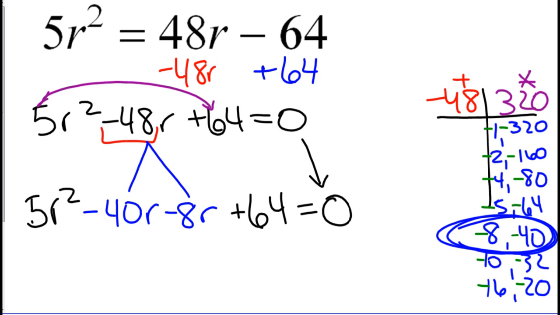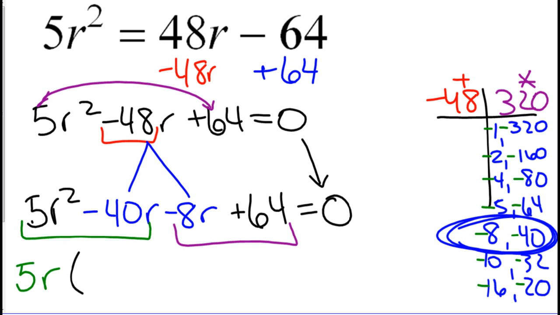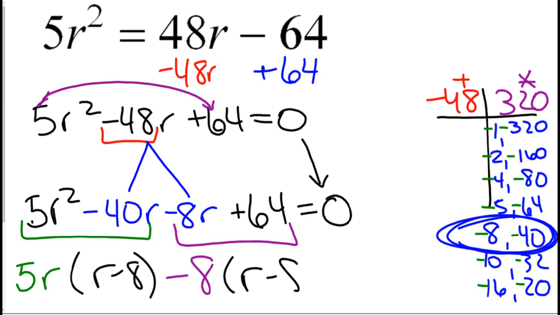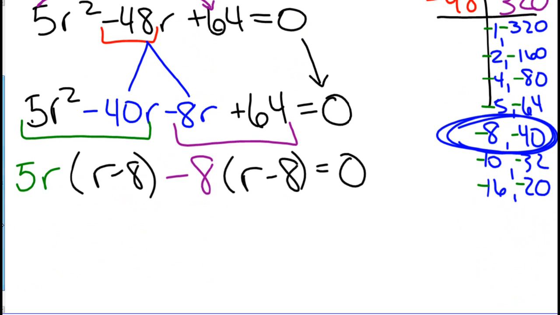So now that we've split it, we are going to regroup it, and we're going to factor out the GCF from the first pair and factor out the GCF from the second pair. So my GCF in the first pair is just going to be a 5r. And when I factor that out, I will have an r minus 8 left over. And then my GCF in the second pair is just going to be a negative 8. So negative 8 out front, and then I will have an r minus 8 in parentheses. So that equals 0. And then all I have to do is rewrite it. My r minus 8, even though it was there twice in the previous line, it only really shows up once because it had been distributed.